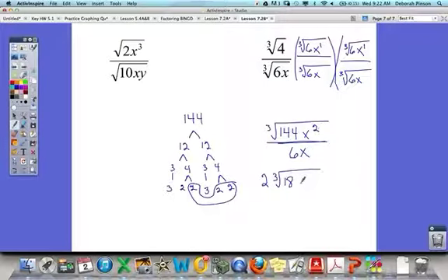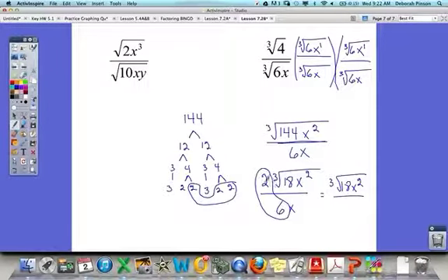And I can't do anything with the x squared. Now this is good though, because that'll allow me to reduce right there with the 2 and the 6. So I'll have cubed root of 18x squared over, that reduces to 1/3, so 3x.